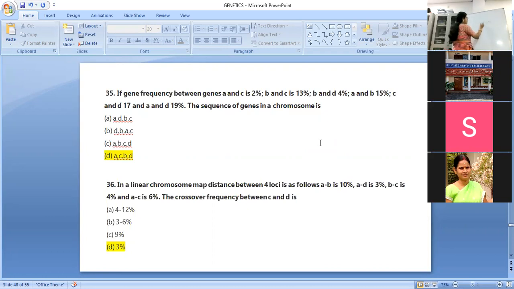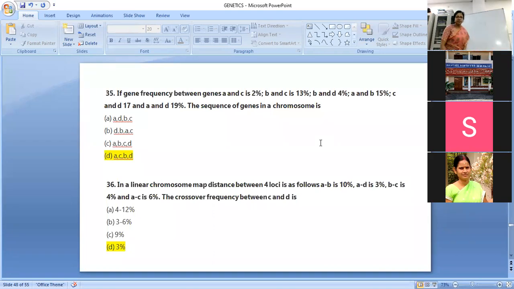So A and C is 6, because the total is 10. AB is 10, CB is 4, so AC has to be 6. So this is the proper placement of C. So I'll eliminate this C.